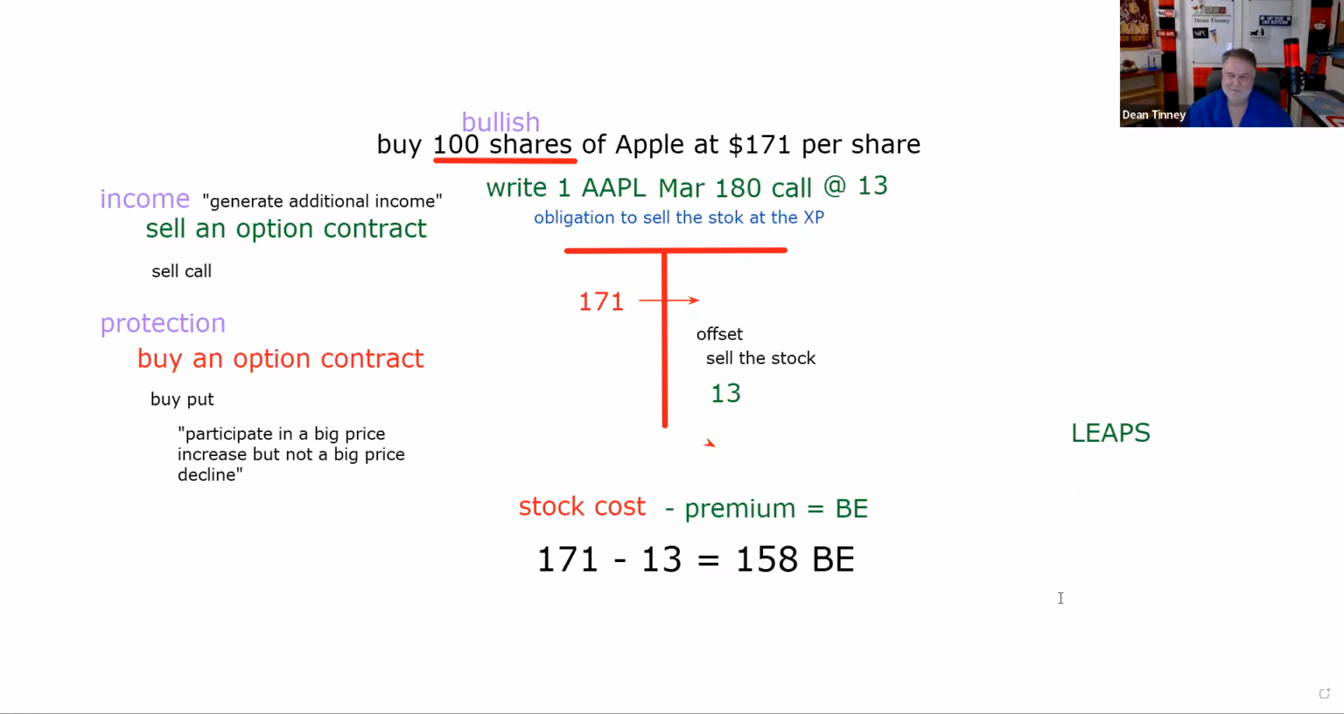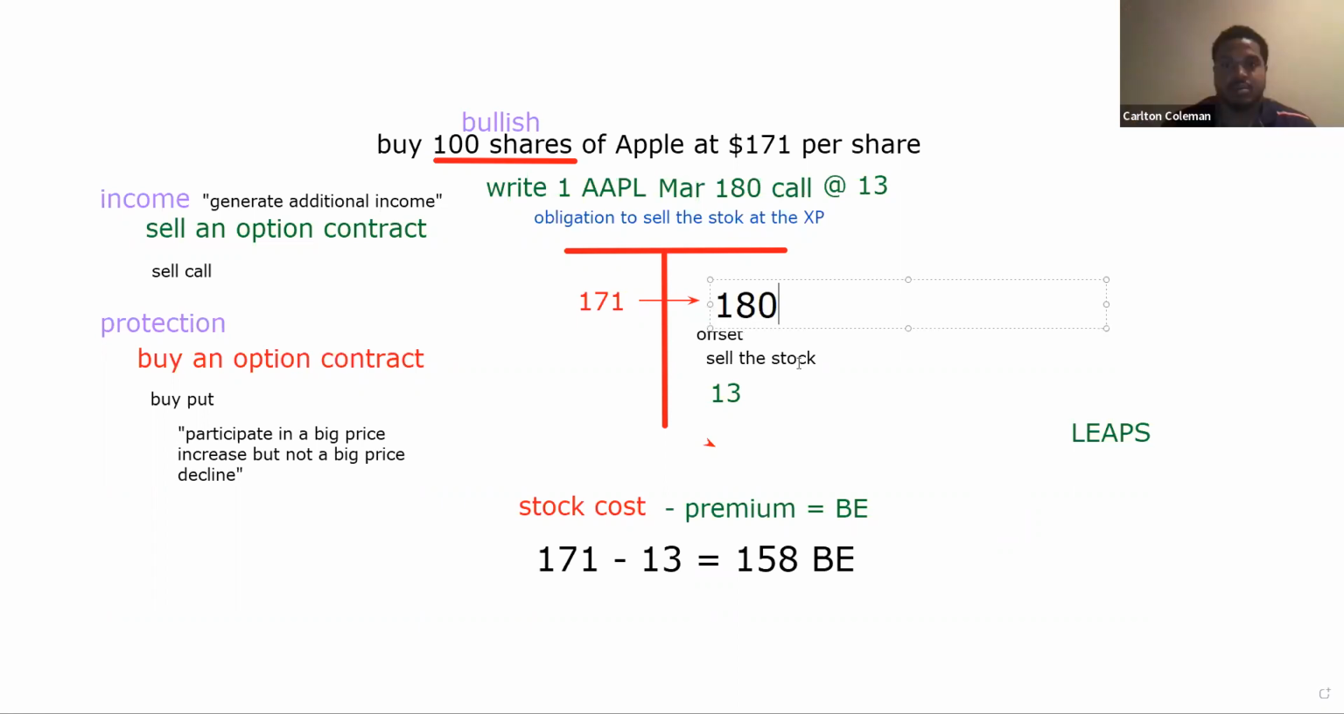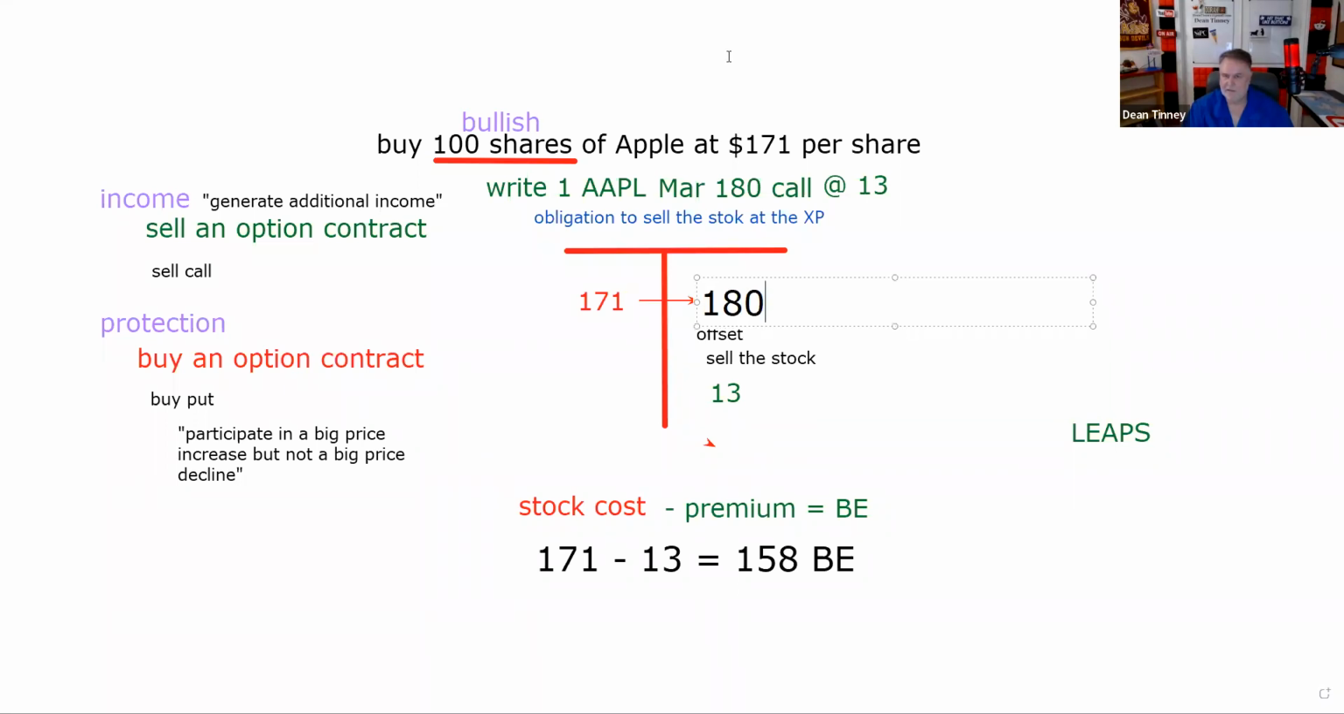So that's our break even. The biggest test question here is recognizing that we don't participate past the strike. The biggest thing you've got to recognize on your exam is that we have to give up the Apple at 180, and we don't participate past that. And that's not good in terms of what we have to give up the stock at.